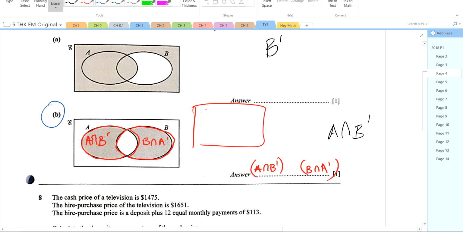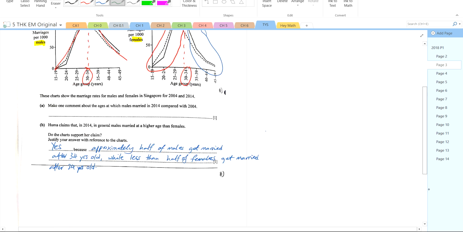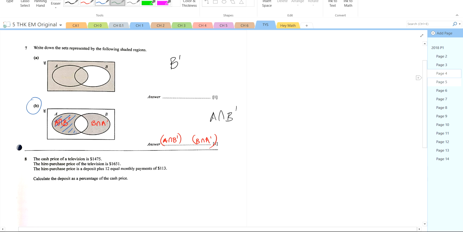What about if A looks like this and B looks like this? Where is the intersection? Is there any intersection? Don't have, right? Okay, now in our example over here, this portion is described by A intersect B complement. Then on the other side we've got B intersect A complement.